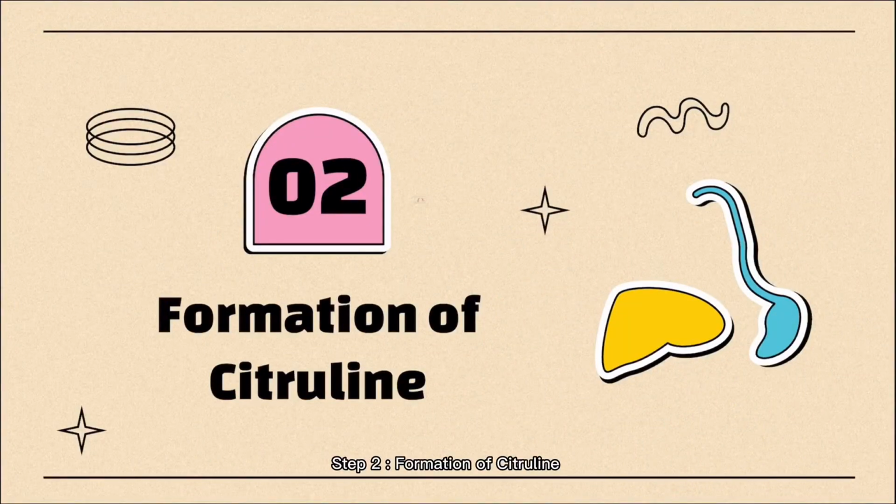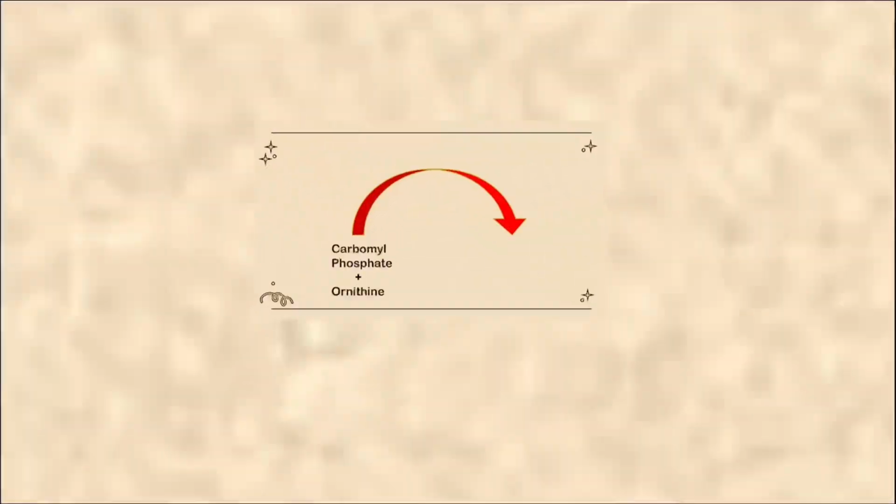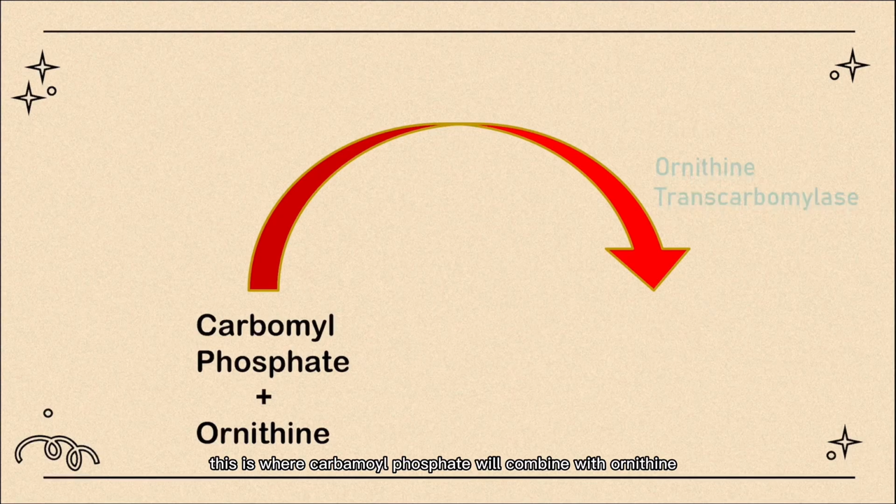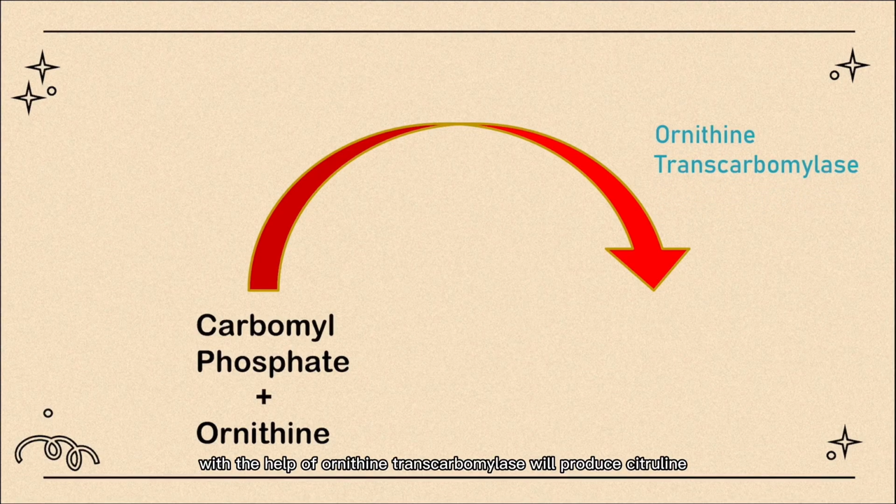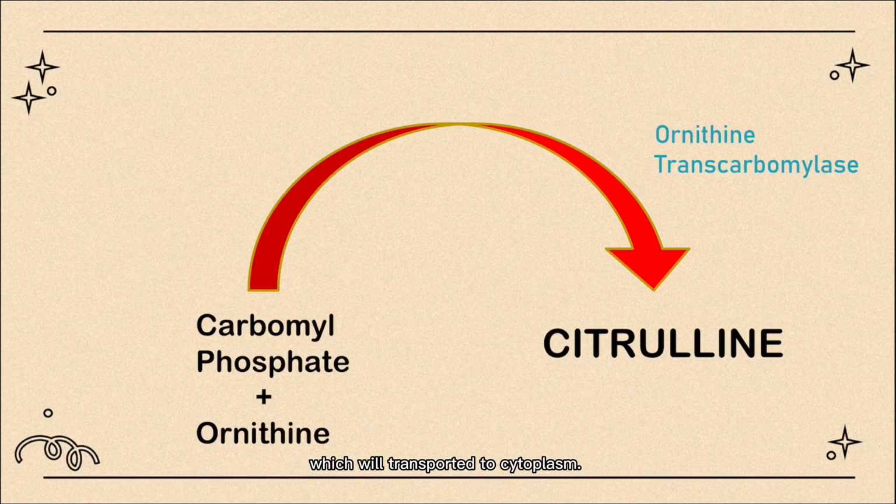Step 2. Formation of citrulline. This is where carbamoyl phosphate will combine with ornithine. With the help of ornithine transcarbamylase, it will produce citrulline, which will be transported to the cytoplasm.